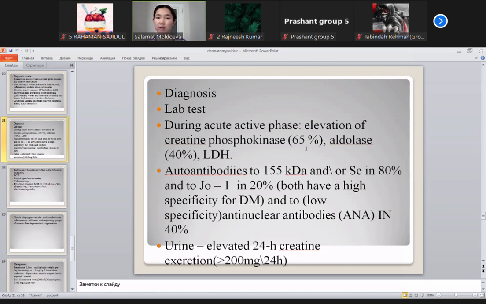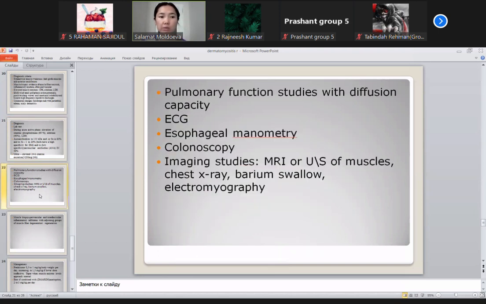And in urine, the elevated 24-hour creatinine excretion test. It should be more than 200 mg in 24 hours. It's also useful. And we always check imaging tests. We will check pulmonary tests because, as you already read, there is very often interstitial lung disease, so we will check lung capacity.